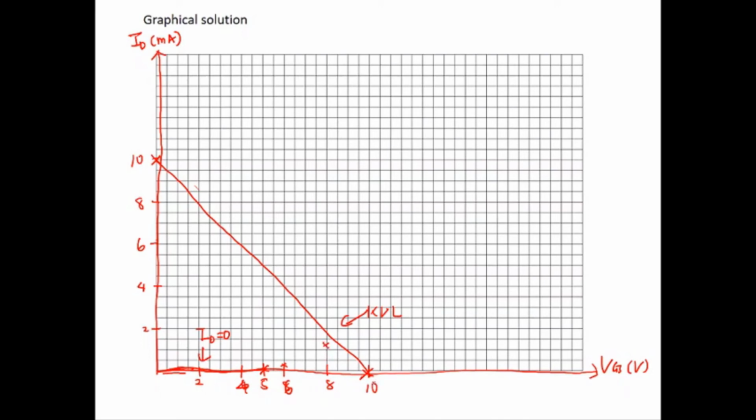And at 10, the ID is 3.75. So you draw this transfer curve, and you get your transfer curve.